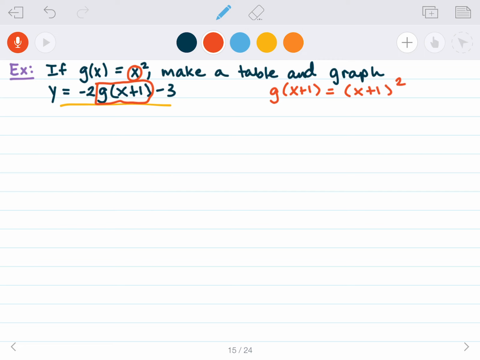All right, so let me replace that here. I have y equals -2, and instead of g of x plus 1, I'm writing x plus 1 squared minus 3. So right off the bat, this is my transformed function, and then my parent is x squared. So these are the two functions that I'm comparing, and let's talk about the transformations.